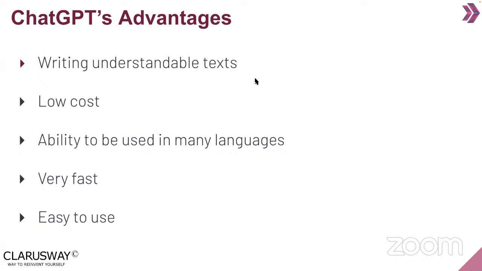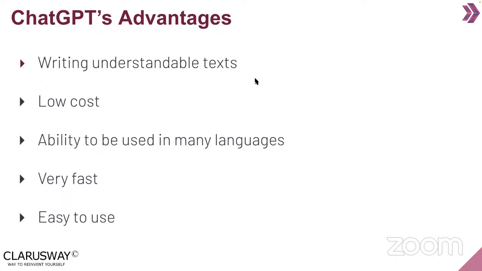You can use ChatGPT in many languages, like English, German, French, or even Mandarin. It is very fast. After you finish typing your question, it prompts you with, okay, here is what I found in my database, or here is the solution to your question. As I mentioned before, it is very easy to use because the user interface is very user friendly and not complex. You see only what's written there.